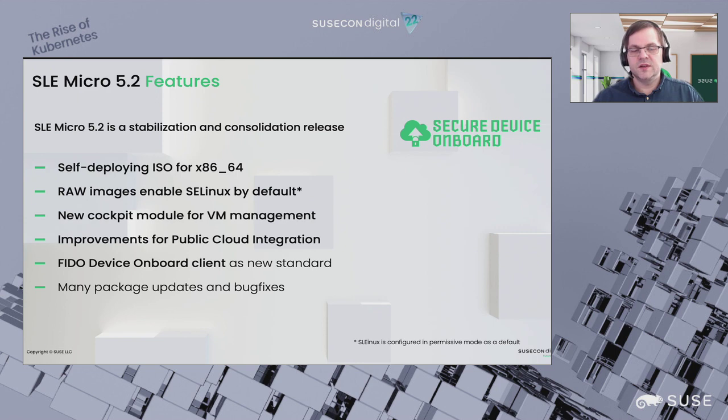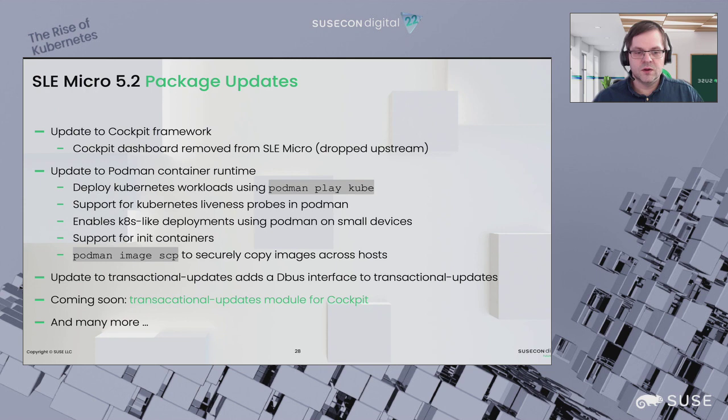And the latest release, SLE Micro 5.2, extends on that by adding the also already mentioned self-deploying ISO for 64-bit Intel AMD systems to be enabled by default. We've introduced a new cockpit module for the KVM virtual machine management and actually improved the public cloud integration of SLE Micro. We've also focused on adding FIDO device onboard client as a new standard in SLE Micro 5.2, and we've really focused on providing many package updates and bug fixes on the new release.